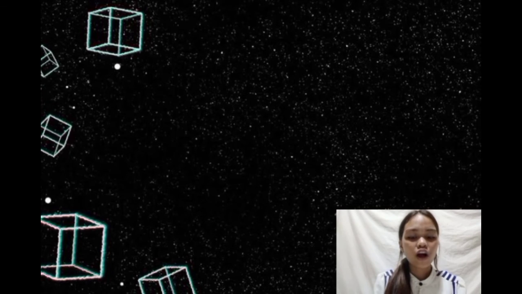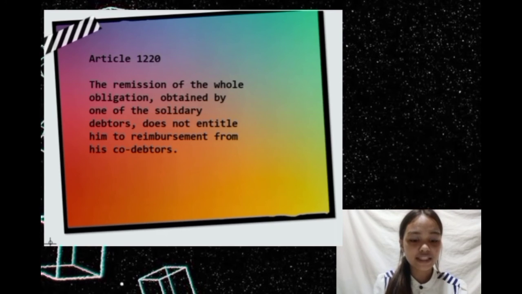Next, Article 1220: the remission of the whole obligation obtained by one of the solidary debtors does not entitle him to reimbursement from his co-debtors. The reason for this article is that the debtor who obtains remission pays nothing to the creditor. Remission is essentially gratuitous. It is really a donation.